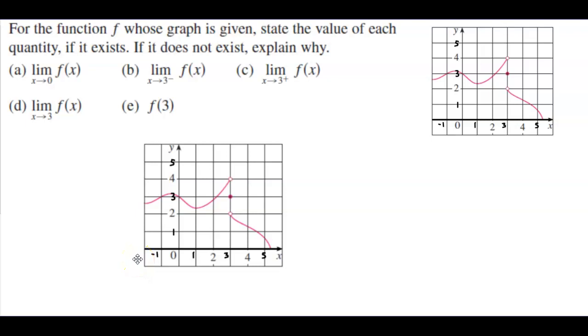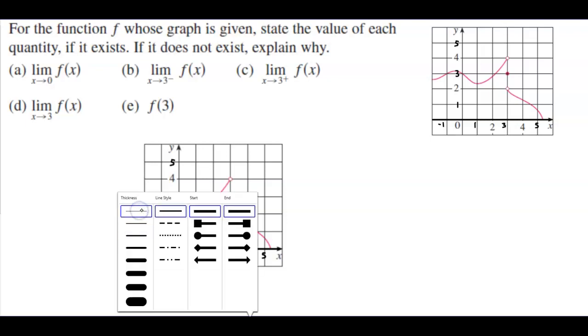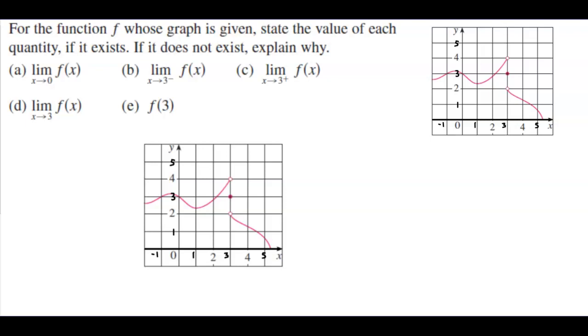For the function f, whose graph is given, state the value of each quantity if it exists, and if it does not exist, explain why. So for part A, it's asking us to find the limit as x approaches 0 of the function f of x. As x approaches 0 from the left, we can see that the function is approaching the value of 3.